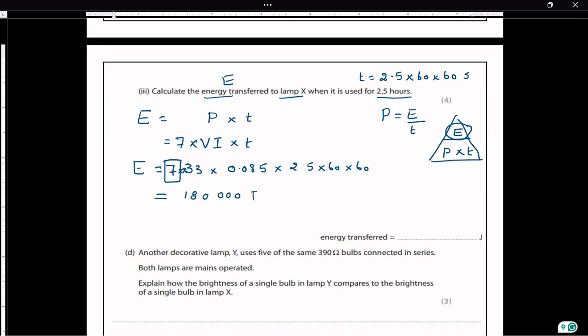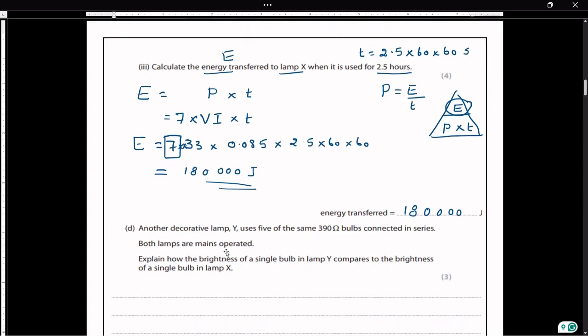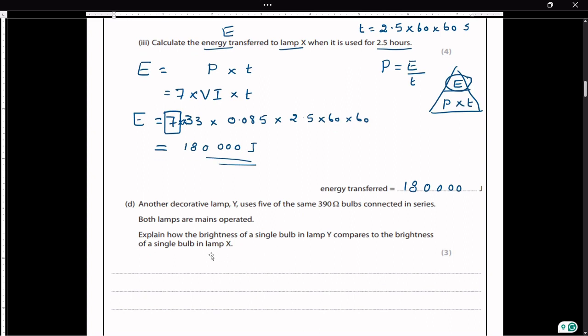180,000 joules. So energy transferred is 180,000 joules. Now let us see the next part of the question. Another decorating lamp uses 5 of the same 390 ohm bulbs, identical bulbs connected in series. Both lamps are mains operated, so same voltage. Explain how the brightness of a single bulb in lamp Y compares with lamp X.